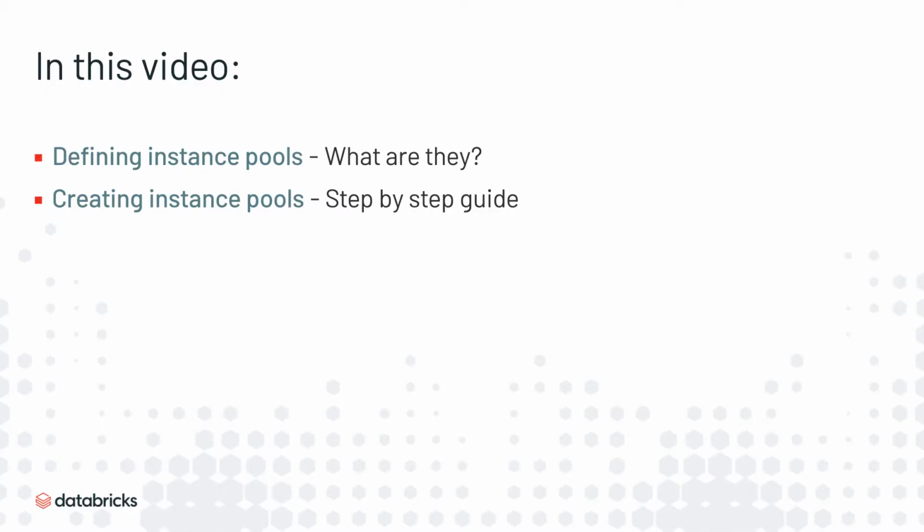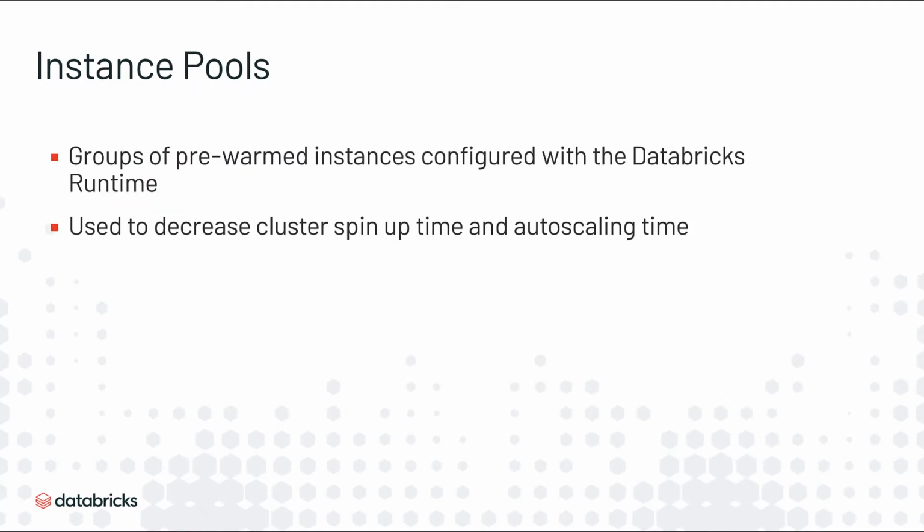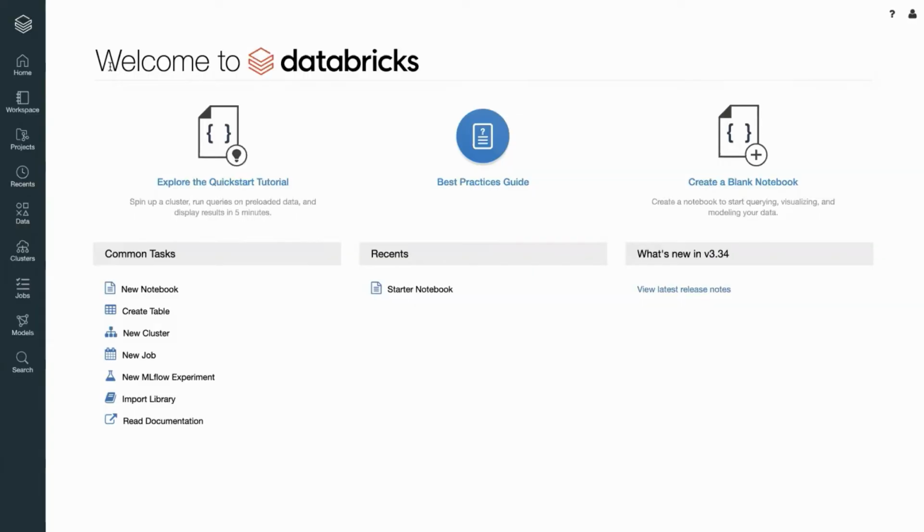Hi, today we'll be going over a couple best practices associated with the Databricks feature, pools. A pool is essentially a group of warm instances that your cluster can pull from when it's spinning up or scaling up. In order to navigate to the pool's UI to create an instance pool, we'll want to click on the clusters tab on the left-hand side of the screen.